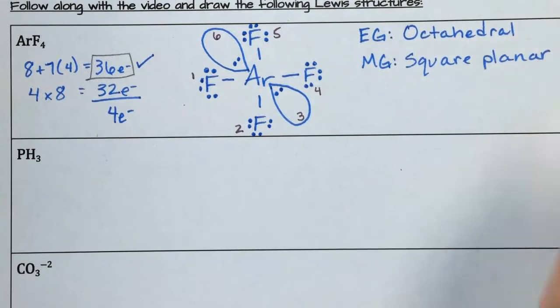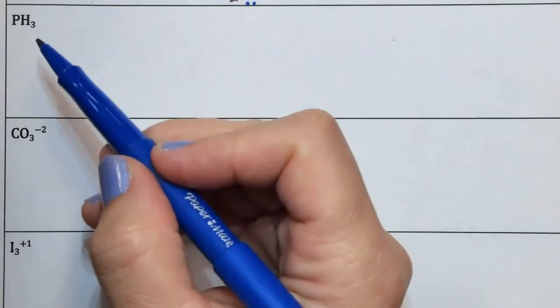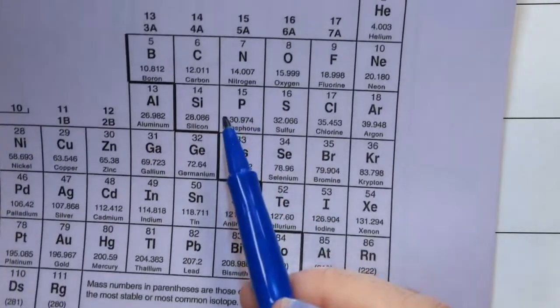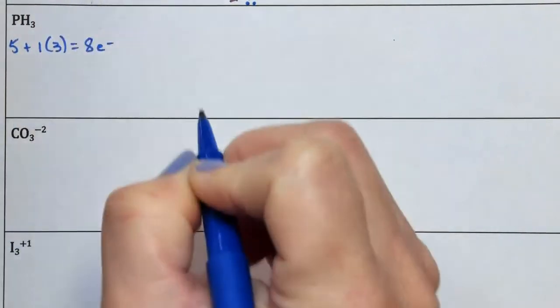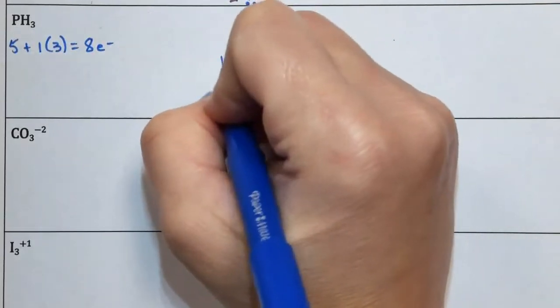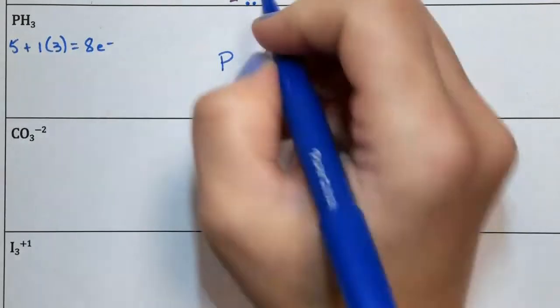There are many different charts like this that you can find online to help you out. Next is PH3. We're going to go add up the total number of valence. So phosphorus has 5 valence and hydrogen has 1 valence. So it's going to go 5 plus 1 times 3 equals 8 electrons. And so now I'm going to draw the skeleton structure. You're going to put phosphorus in the center, and you're going to surround it by 3 hydrogens.